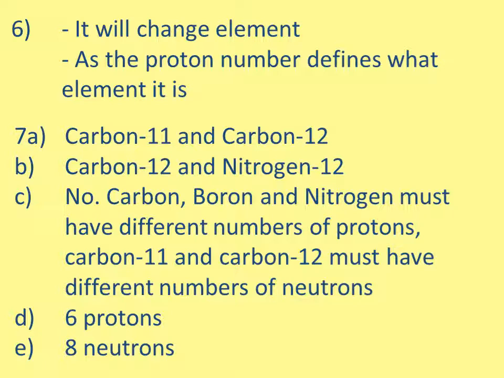And lastly, question E, how many neutrons in the nucleus of a carbon 14? The answer is 8. The 14 represents the total number of protons and neutrons in the nucleus. So therefore, 8 and 6 add up to 14.